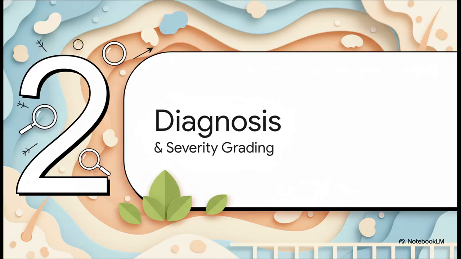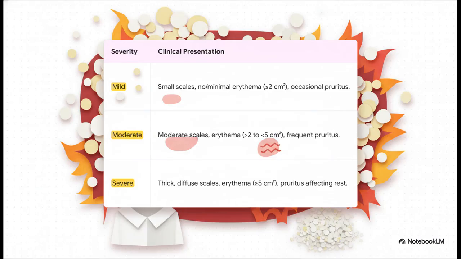So, now that we understand the why behind the disease, let's talk about what it actually looks like in a patient. This brings us to diagnosis and severity grading, which is absolutely critical because it's going to dictate our entire treatment plan. Okay, this table is pure gold for your exam, so let's break it down.